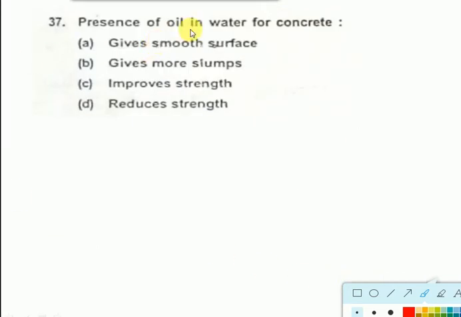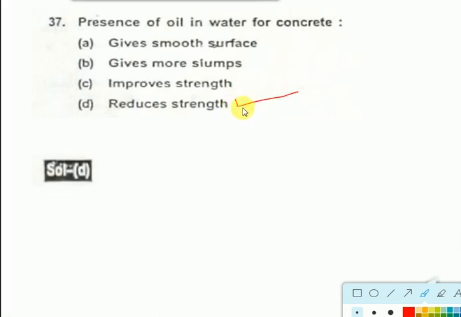The presence of oil in water. If oil is present, what will happen to the concrete? Either it will give a smooth surface, it will give slump, it will improve the strength, or it will reduce the strength. Can you answer this question? I will give 10 seconds. Very simple question.